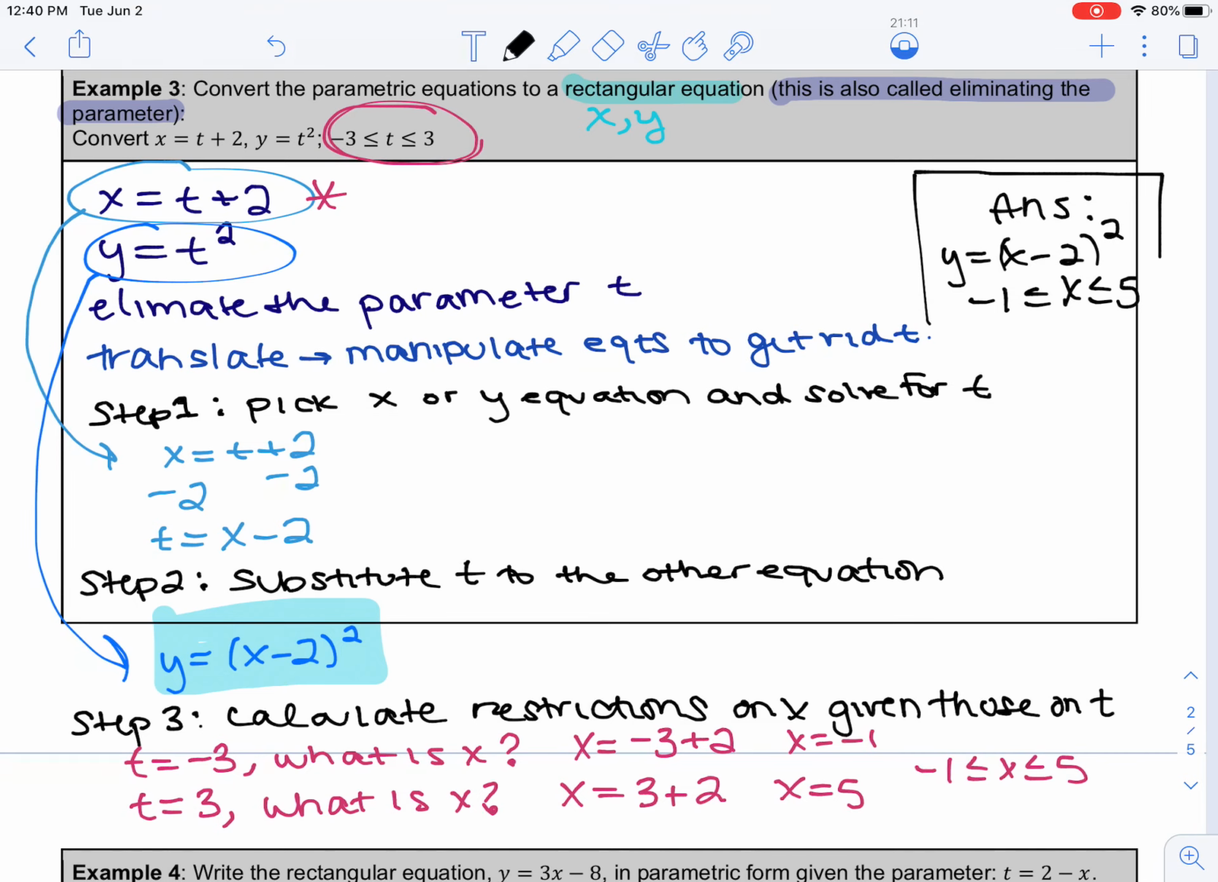Since we had that restriction on our t, we need to go ahead and convert that restriction to x. If we didn't have a restriction on t, we would not need to worry about a restriction on x.